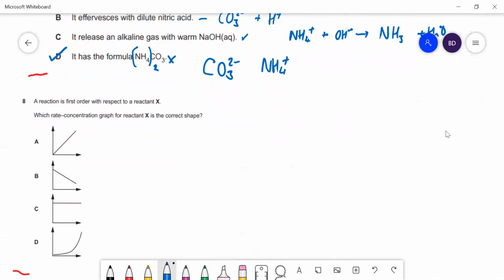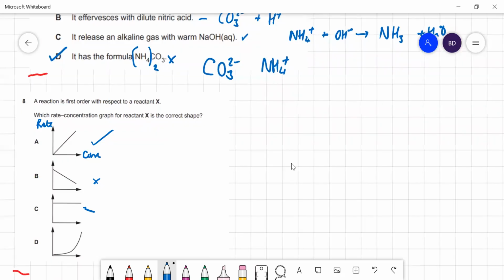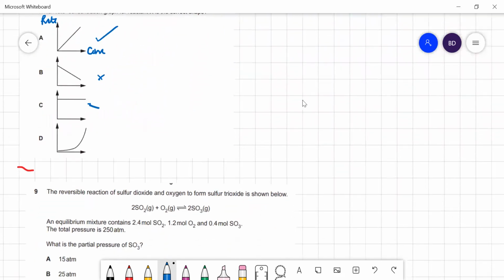Orders of reaction. So, rate concentration graph. We've got rate on here and concentration on that axis. It's first order, so it's directly proportional. So this is the right one. A is the right one. B is obviously wrong because the rate wouldn't decrease when the concentration goes higher. That would be a zero order reaction for C, wouldn't it? Zero order. And this looks like a second order because it looks as though it's proportional to the concentration squared. Okay, so A is the answer there.